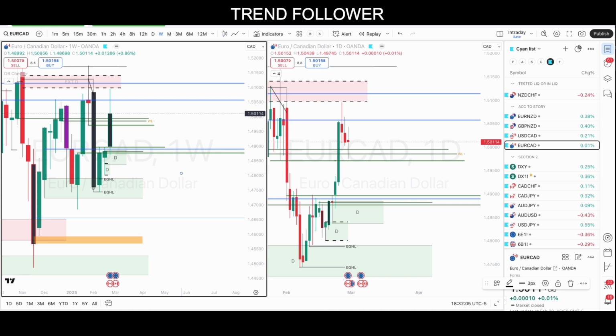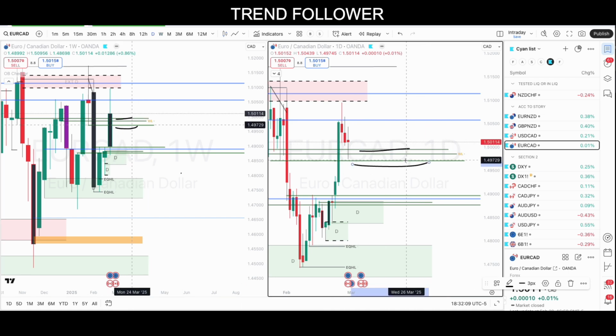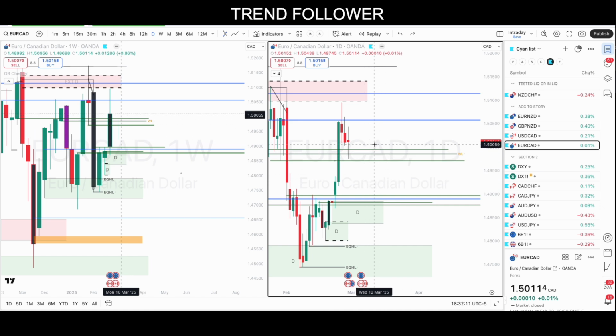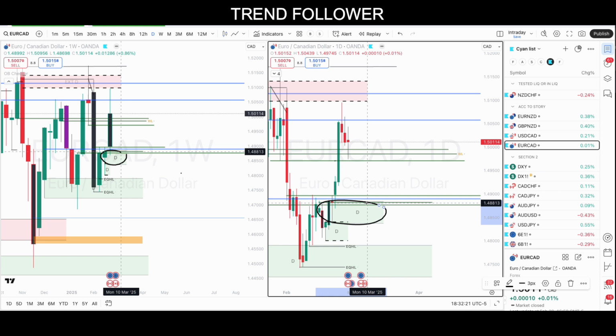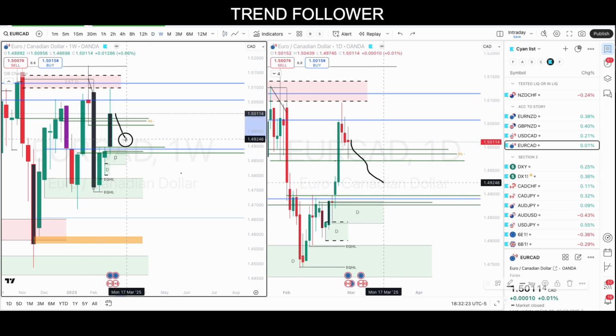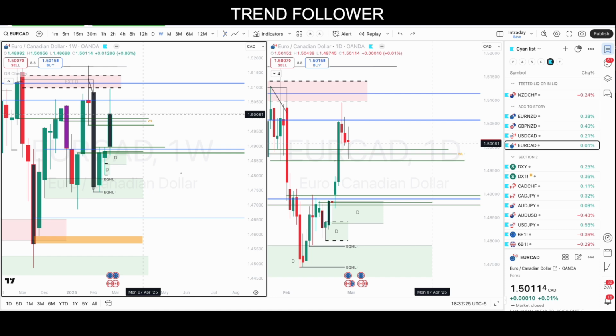With respect to EURCAD, if a daily demand forms, then great. I don't think it may. What I would like to see is price coming into this daily demand and then I will play it. So if EURCAD comes here this week, I will play it. I think that would be a great combination. Otherwise, we'll see what happens, right?